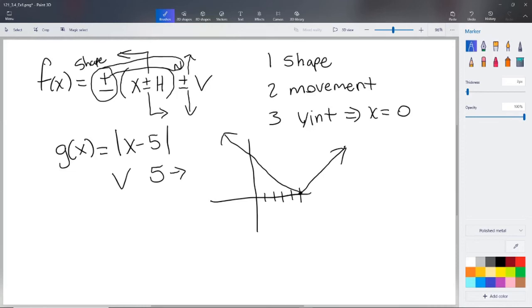So what we're going to do is we're going to go back to the function. We're going to put 0 in for x. So that means we're going to have the absolute value of 0 minus 5, which of course equals the absolute value of negative 5, which really equals 5. And so this point right here, we're going to define as 5.